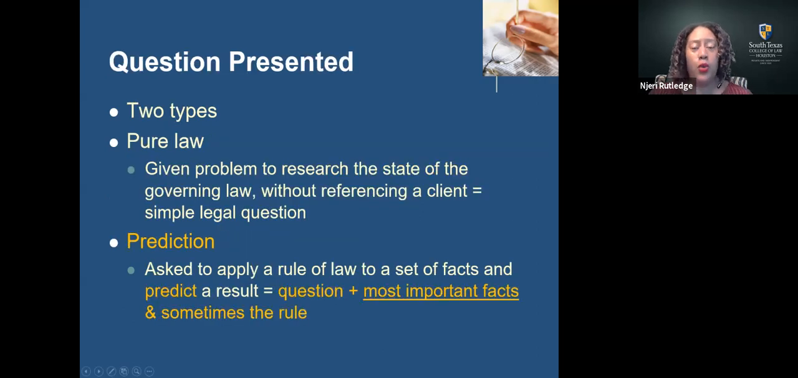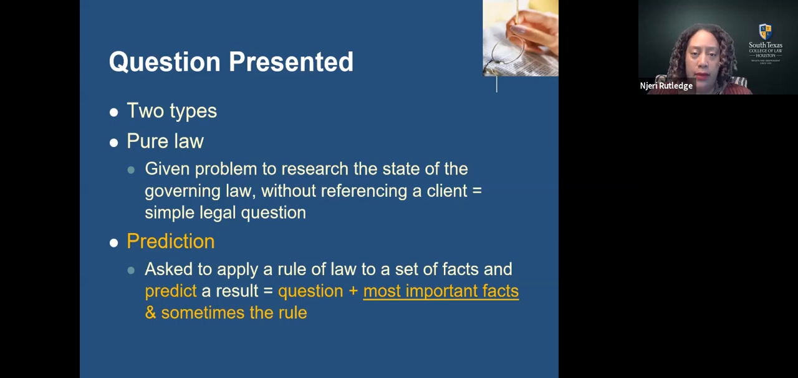Let's talk about drafting the question presented. There are essentially two types when we think about the question presented. The purely legal type is anytime you have a problem where the facts just don't matter. The research that you're doing is all based on what the law is. It's just a simple legal question. Here's an example. Is a firearm a deadly weapon? To answer that question, it really doesn't matter what the facts of the case are. You just ask me a pure legal question, and all I need to do is go to the Texas Penal Code and give you an answer.